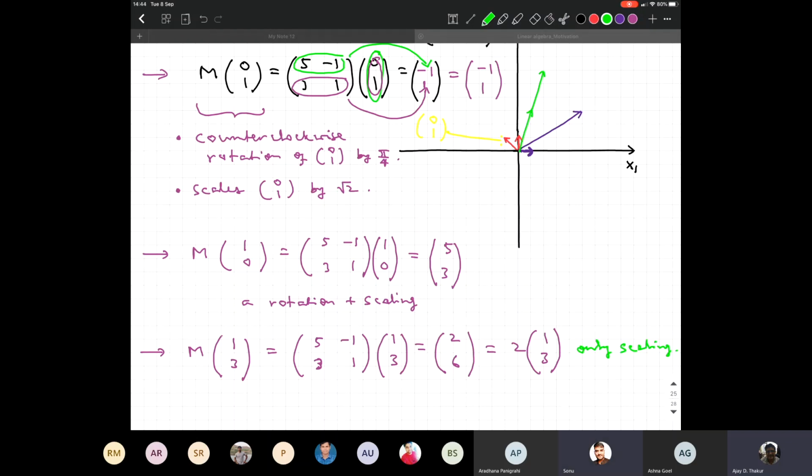Now let's do one more thing, and let's choose another vector which I hope I have cooked up properly, just to illustrate this example.